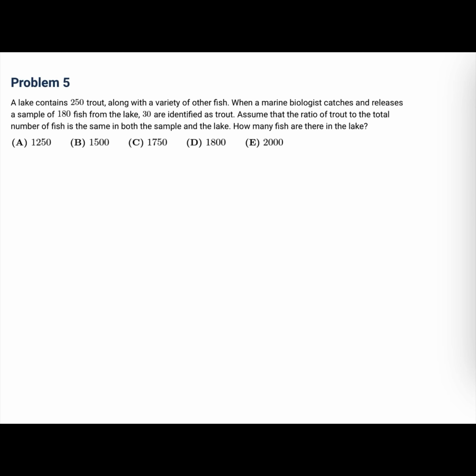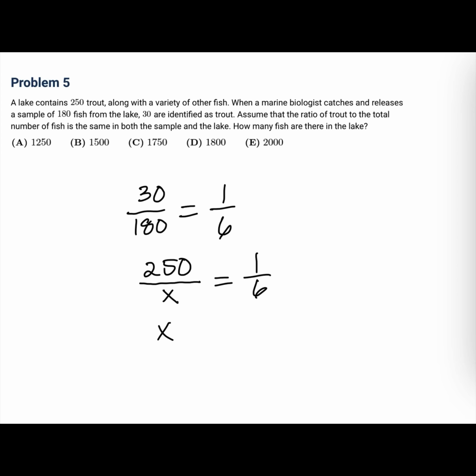Essentially, they tell us the probability of catching trout in the lake. The biologist has a sample of 180 fish, and 30 were trout. So that means the probability is 1 over 6. So that means 250 trout over the total number of fish in the lake, which we will set as x, is equal to 1 over 6. Cross-multiplying, we get that x is equal to 1,500. So the answer is B, 1,500.